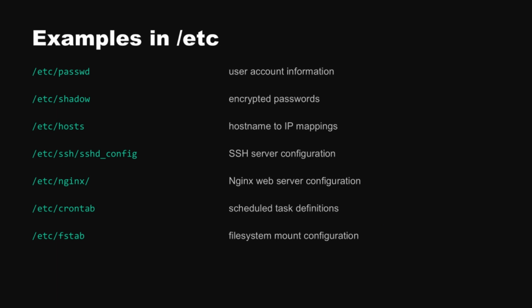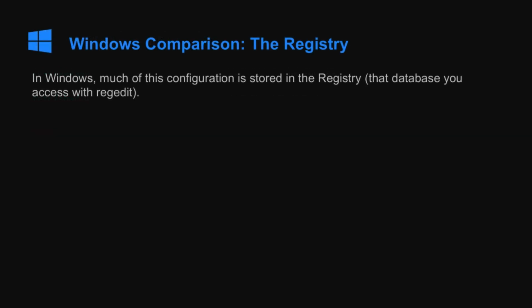Examples of what you'll find in the /etc directory: passwd, the user account information; shadow, encrypted passwords, restricted access; hosts, local hostname to IP mappings; sshd_config, which is the SSH server configuration; nginx, the Nginx web server configuration; apache2, the Apache web server configuration; crontab, the scheduled task definitions; and fstab, the file system mount configuration. In Windows, much of this configuration is stored in the registry, that database you access with regedit.